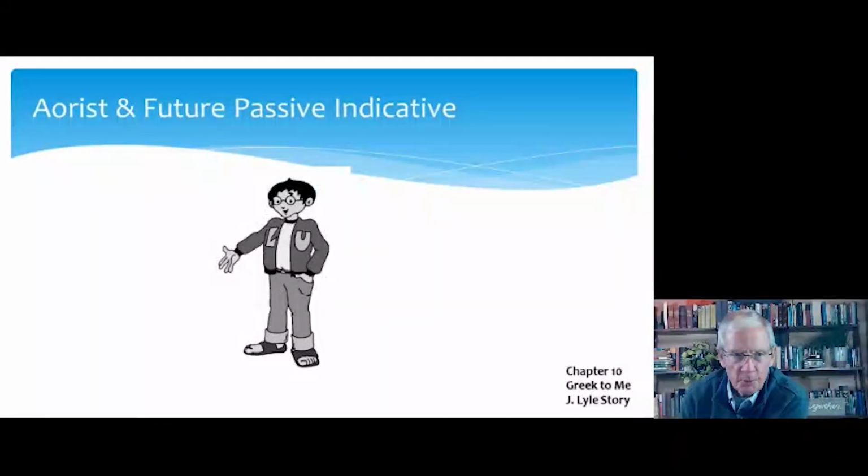Maybe you thought this day would never come, but today we're going to be dealing with the future passive indicative as well as the aorist passive indicative of the verb, and this is called the sixth principal part, aorist and future passive indicative.